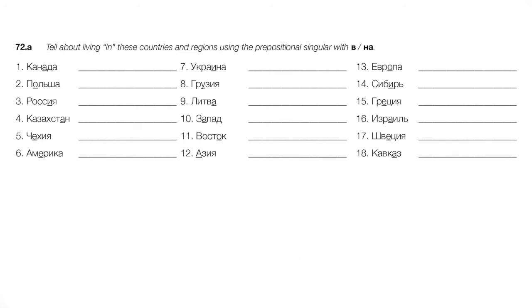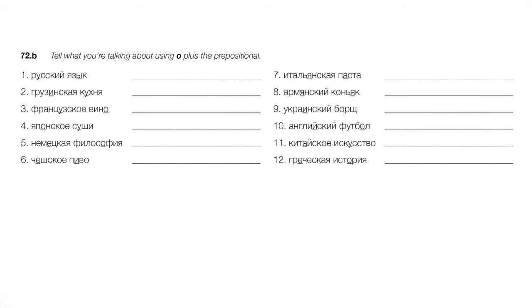В Азии. Yes, I misspoke. Запад and Восток are, of course, points of the compass. Those are not continents, but continents take в. So you say в Азии, in Asia. В Европе. В Сибири, remember that's a feminine -ь noun. В Греции, в Израиле, that's a soft masculine. В Швеции, на Кавказе. Remember, that's a mountain range. Mountain ranges take на in Russian, usually. Let's now use о. Remember, о, meaning about, also takes the prepositional.